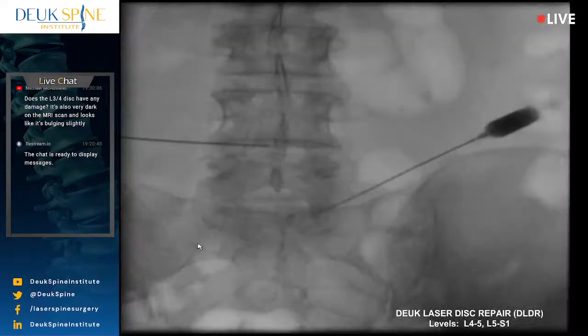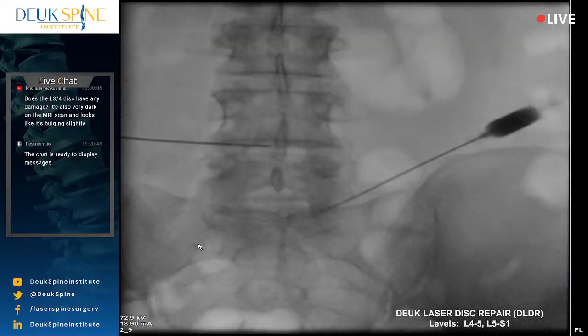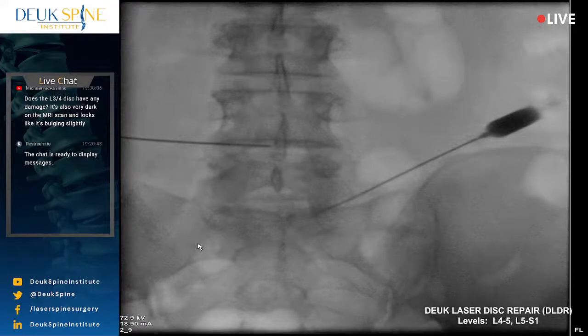Dr. Deukmedjian here at the Duke Spine Institute, and we are wrapping up our last surgery of the day. This is number 5, and our patient has 2 bad discs, one at L4-5 and one at L5-S1. The L4-5 is herniated to the left side. We've already gained access through the left foramen. The L5-S1 is through the right side.